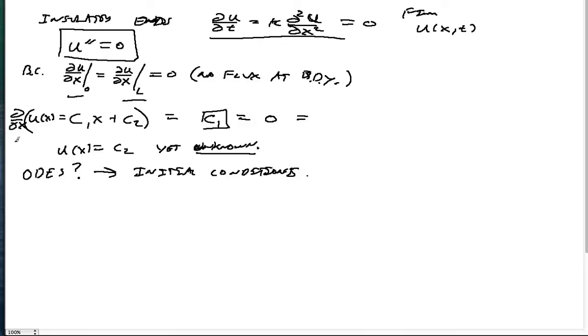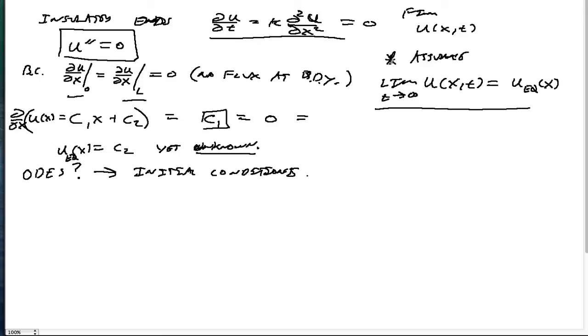But then we switched and just talked about equilibrium conditions, where the time derivative was 0. In this case, if this is our equilibrium solution, we assume that the limit as time goes to infinity of whatever our solution was is going to asymptotically approach our equilibrium solution that's only in x. So we assume that. And so now what we do is we bring in initial conditions.